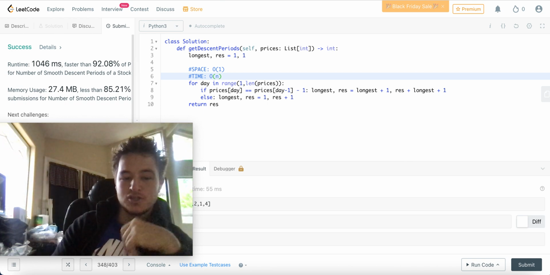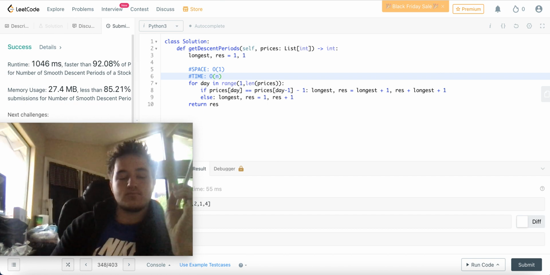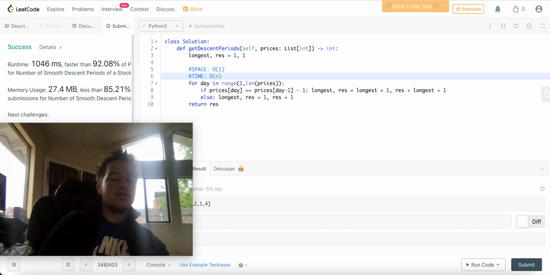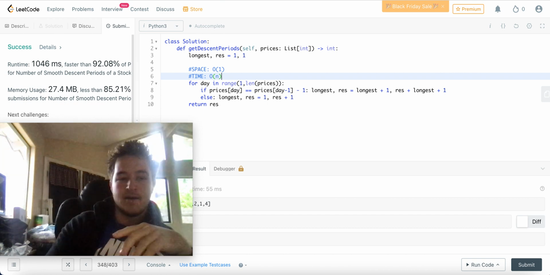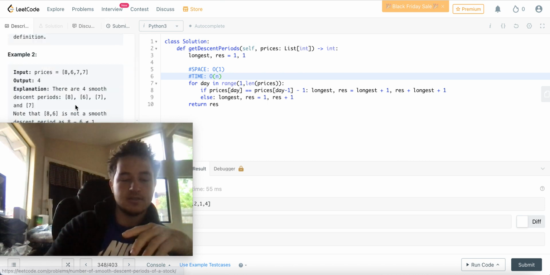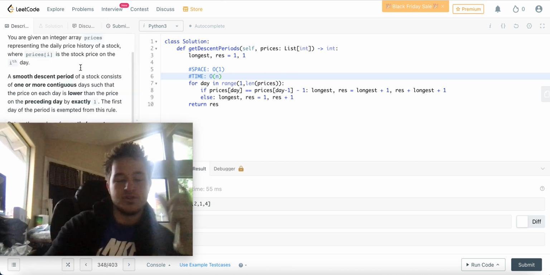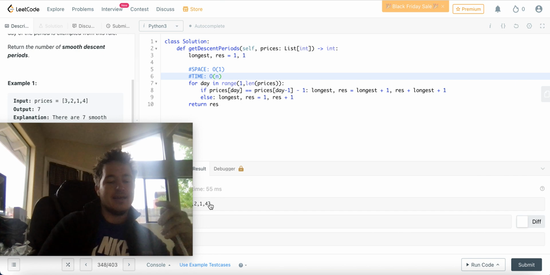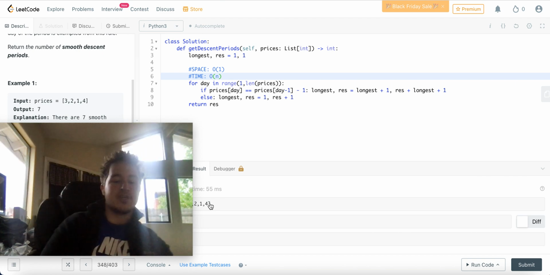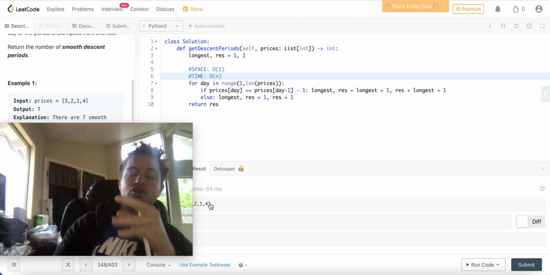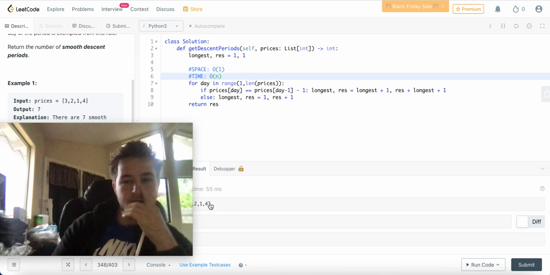I guess the main intuition from this problem is thinking about how many continuous smooth descent periods you can create given the number of smooth descent periods that come right before a number that is also a part of that smooth descent period.